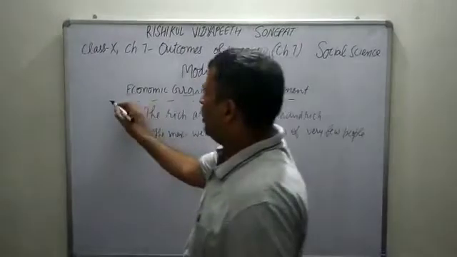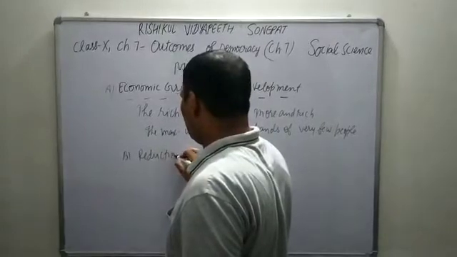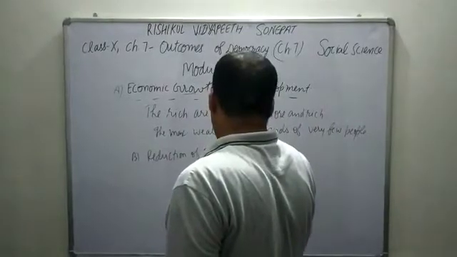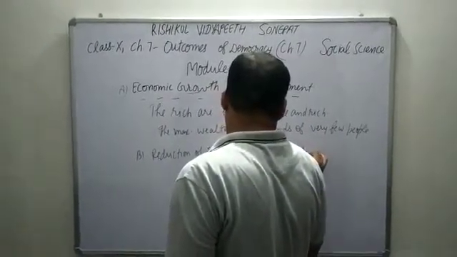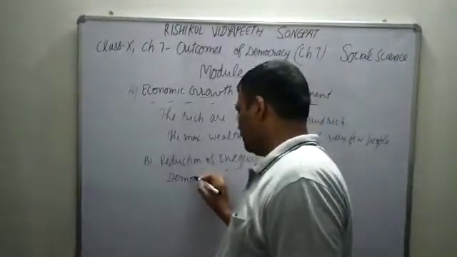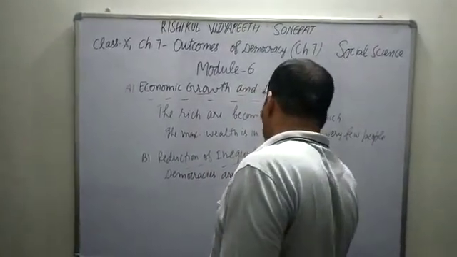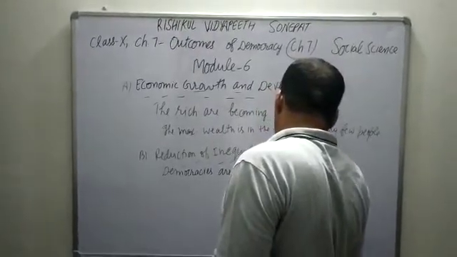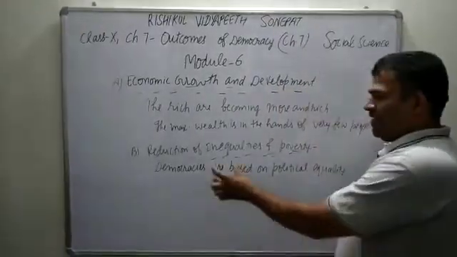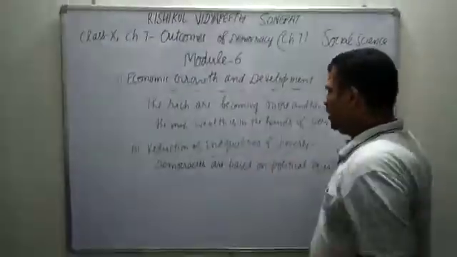Okay. Now, the second point that we will be discussing is reduction of inequalities and poverty. Democracies are based on political equality. So again, it is very difficult for a democratic country to reduce the inequalities and the poverty.